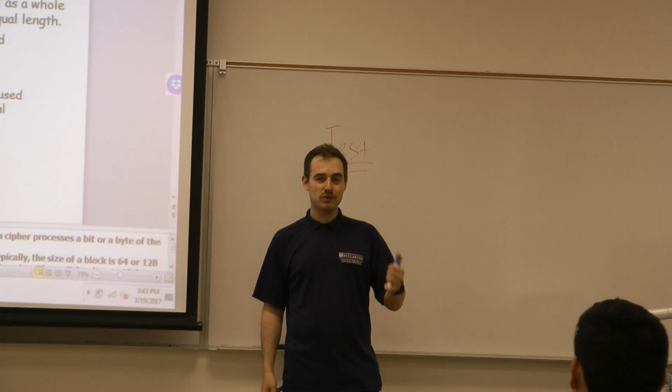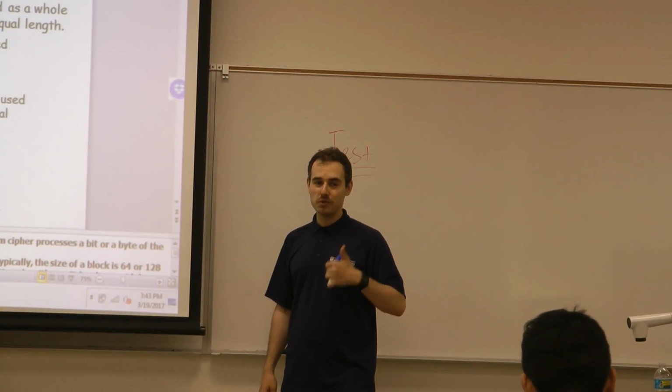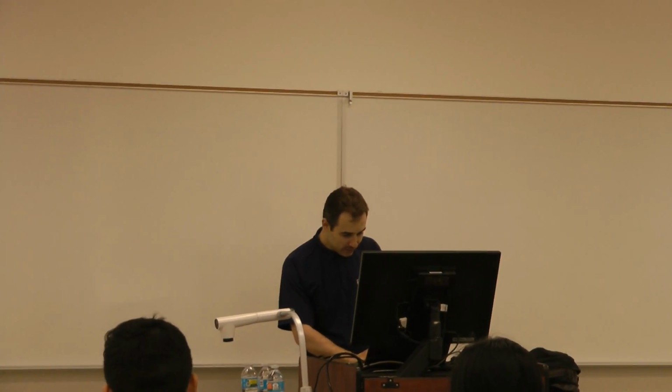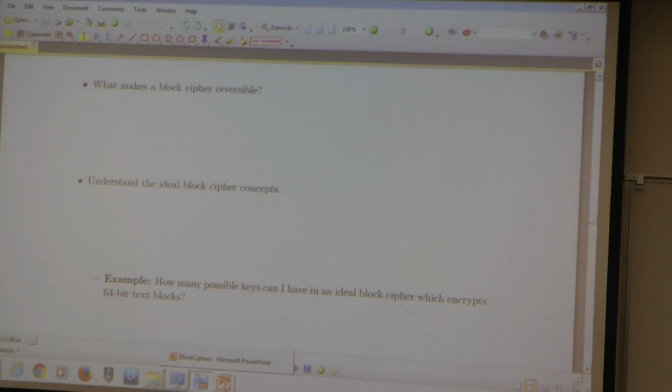If you're using a cipher to encrypt large amounts of data, chances are you're using a block cipher. Disk encryption, file encryption, block ciphers work very well for that. So you get the basic difference, right? Stream: one element at a time. Block: multiple elements at a time. All right, what makes a block cipher reversible?